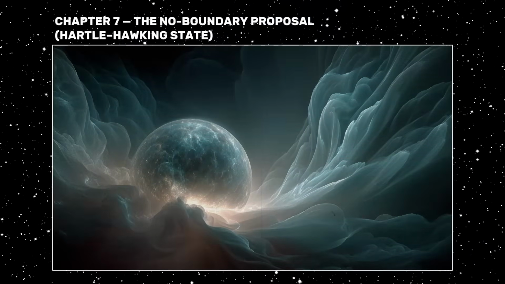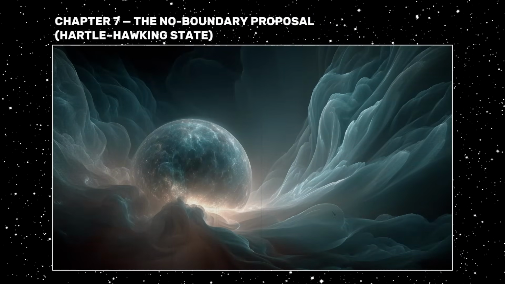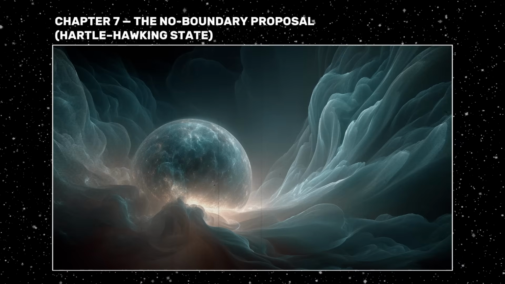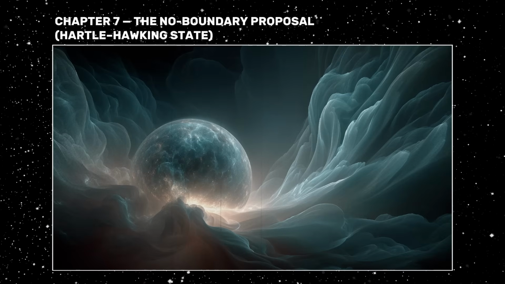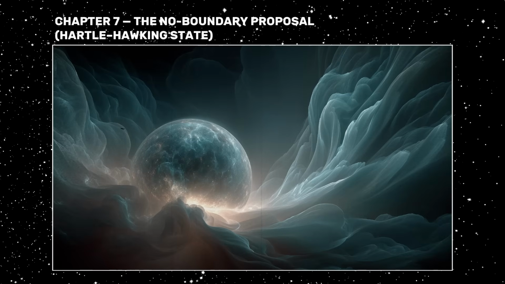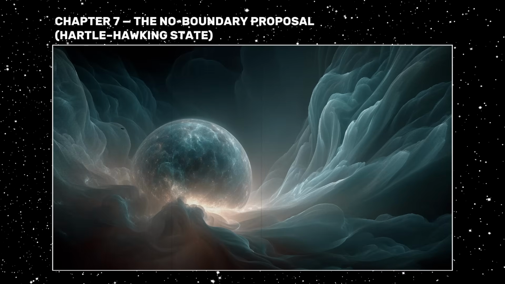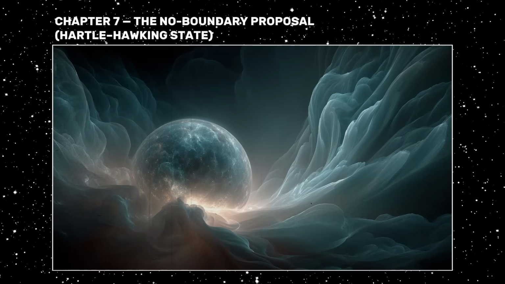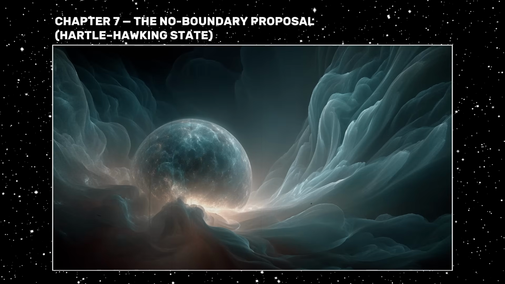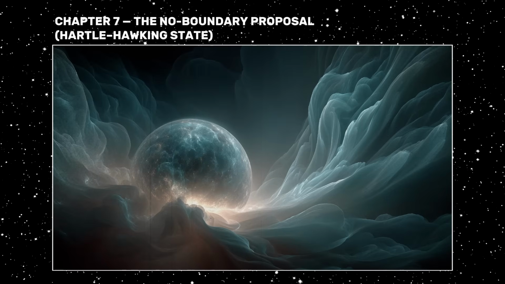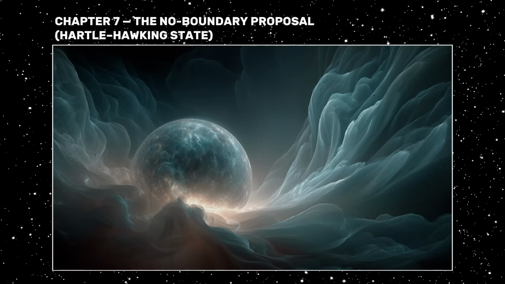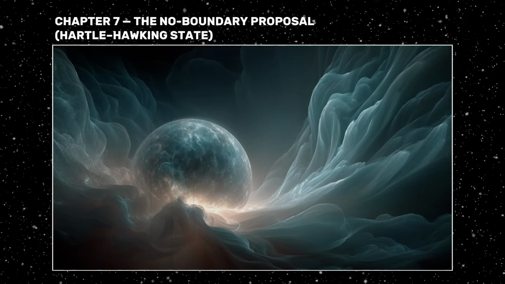Chapter 7. The No-Boundary Proposal, Hartle-Hawking State. If Hawking's idea of imaginary time opened a new way to think about the beginning of the cosmos, the no-boundary proposal developed with James Hartle was its boldest realization. Known as the Hartle-Hawking state, this model aimed to answer one of the deepest questions in cosmology. How did the universe begin?